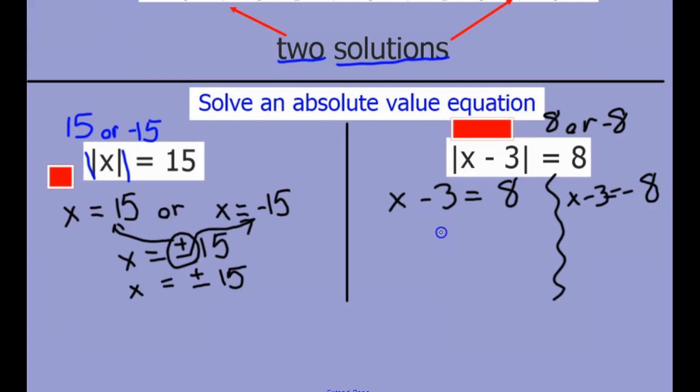So we solve this just like we would any other equation. We have to do the opposite of minus, we have to plus, or add, and add 3 over here. So what we get is x equals 11. Over here we would also add 3, and add 3 on this side.